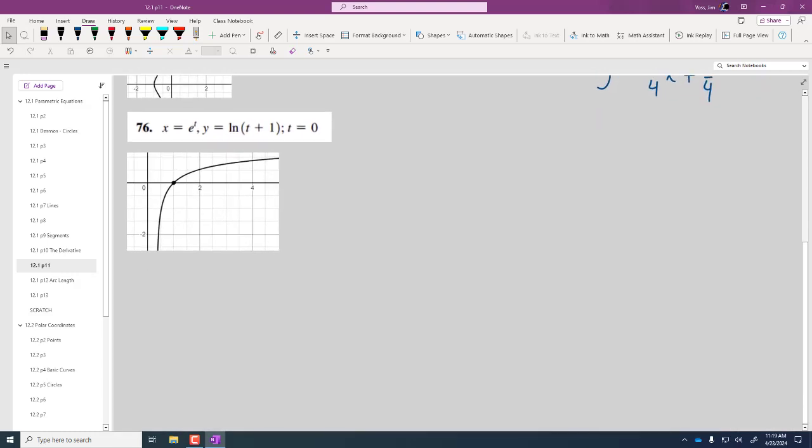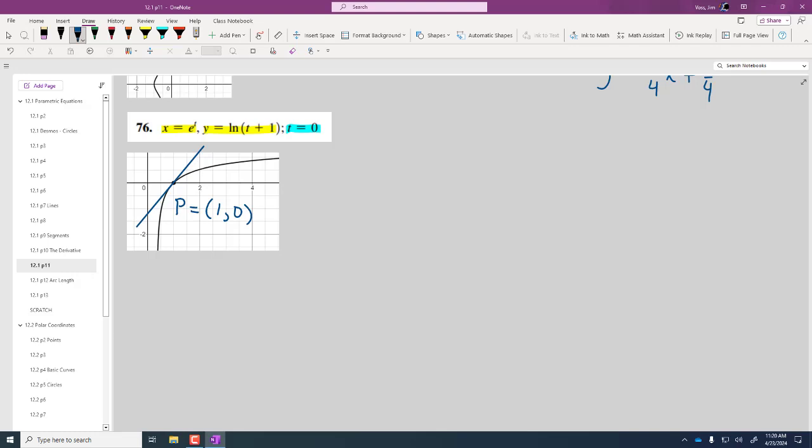All right, let's try another one. So we've got this parametric curve here, and we've got this point that we're interested in. Is it clear that this point is (1, 0)? If we plug in t equals 0, e to the 0 is 1, natural log of 1 is 0. So there's our point, and we're trying to find the equation of this tangent line right there.